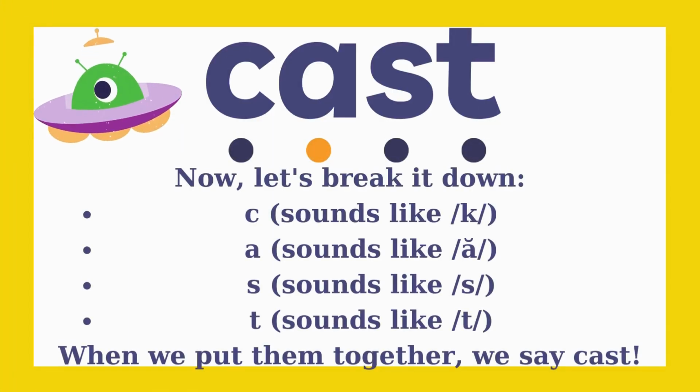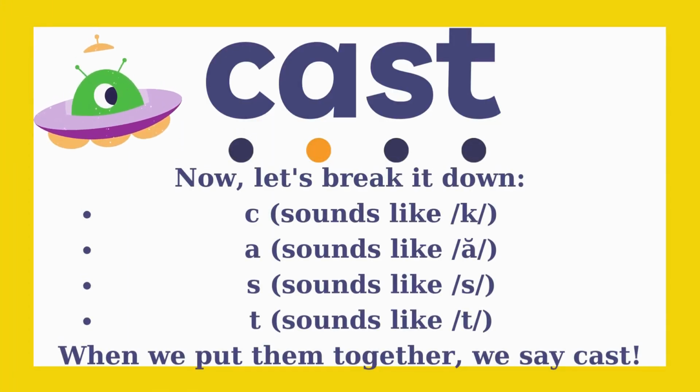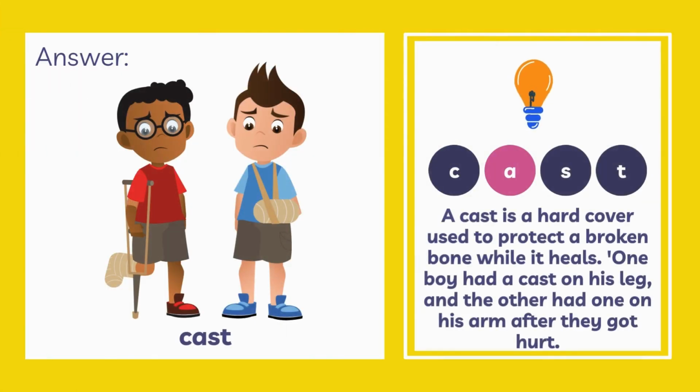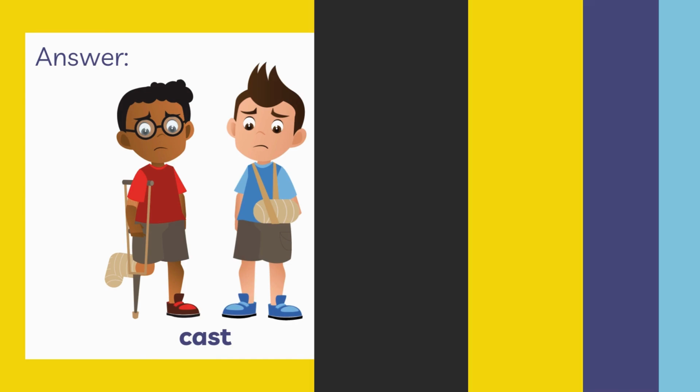Cast. Now let's break it down. C sounds like K. A sounds like A. S sounds like S. T sounds like T. When we put them together, we say cast. A cast is a hard cover used to protect a broken bone while it heals. One boy had a cast on his leg, and the other had one on his arm after they got hurt.